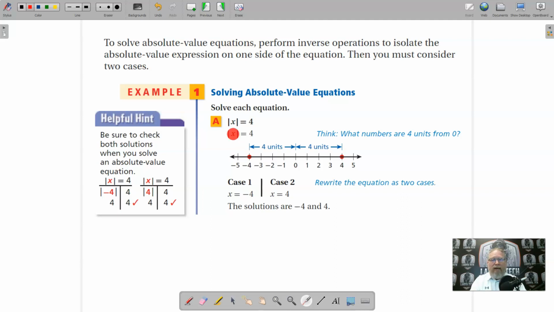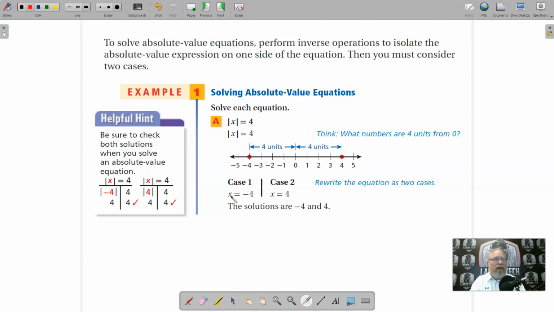The absolute value of x is isolated by itself on the left side of the equation, and then we have something on the right side of the equation. So what we need to do is remove the absolute value portion of the equation here and just write this as x, and then take the negative version of 4 and the positive version of 4.